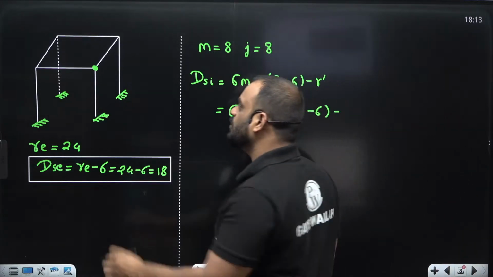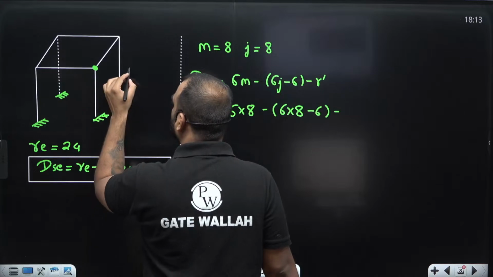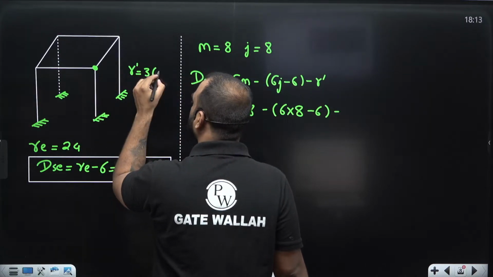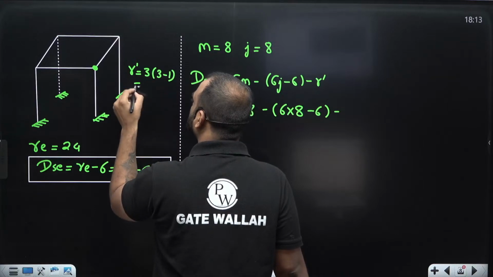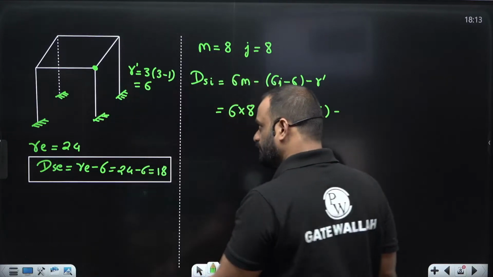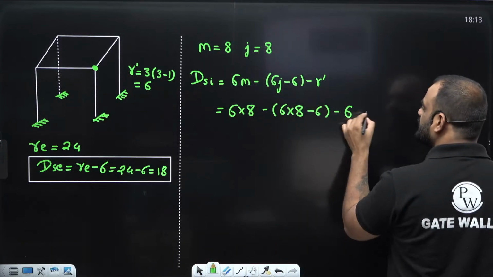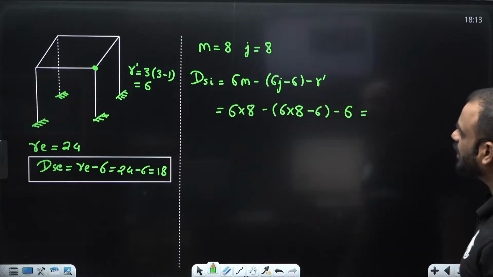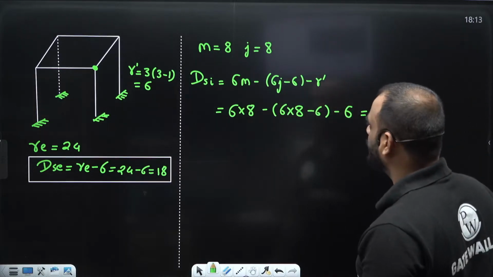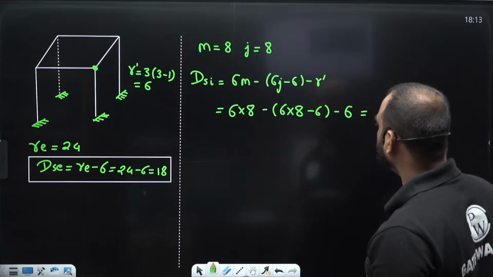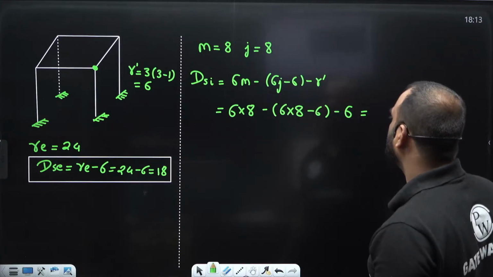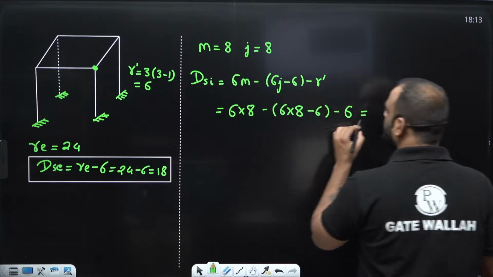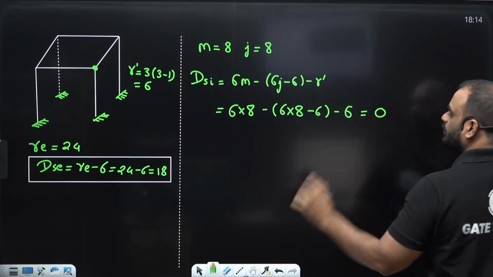What is the value of reaction release at this particular location? It is 3 into the number of members minus 1, that is 3 into (3 minus 1), equal to 6. So r dash is basically 6. Just calculate this. With 8 members, 6 into 8 minus 6 and then minus 6, how much is it? It is equal to 0.